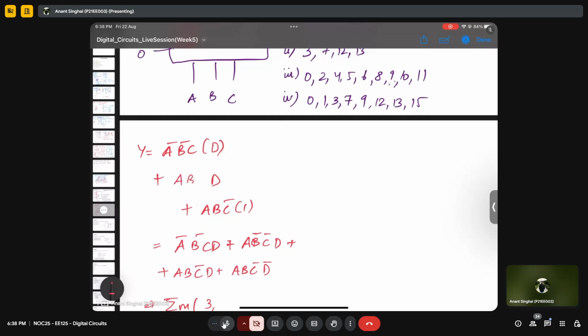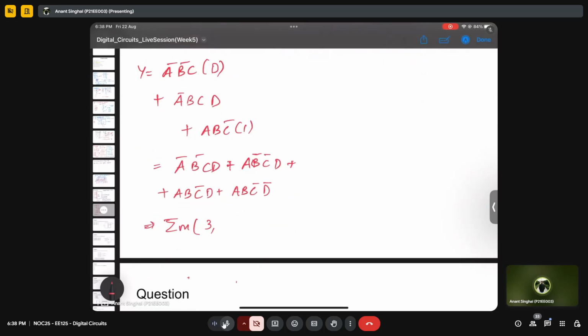So it's 0, 1, 1. So this is 1, 0, 0, 0. That means it is 8, I think. Oh, this is 0, 1, 1, 1, which is 7. Then we have 1, 1, 0, 1, which is 13. And we have 1, 1, 0, 0, which is 12.